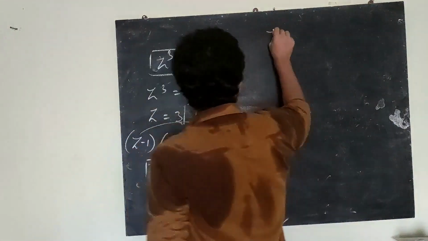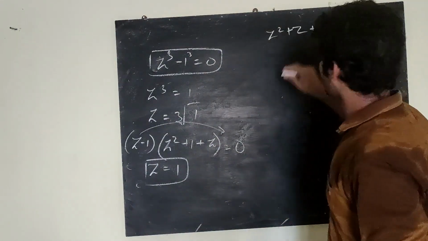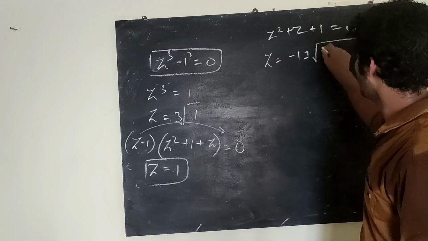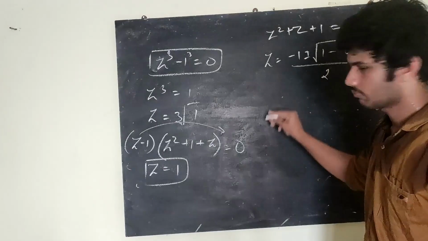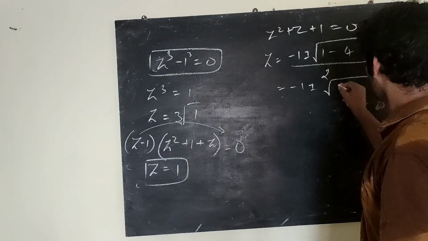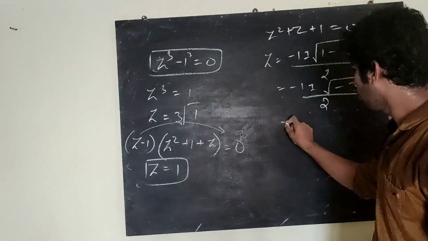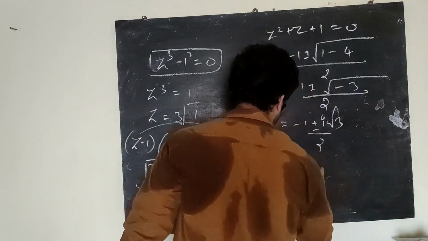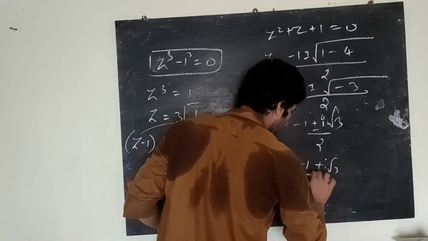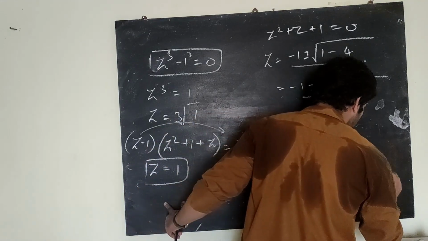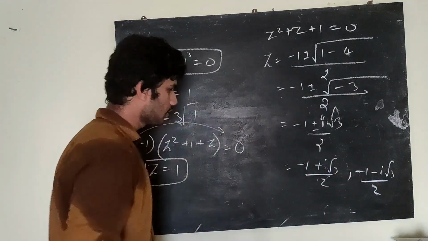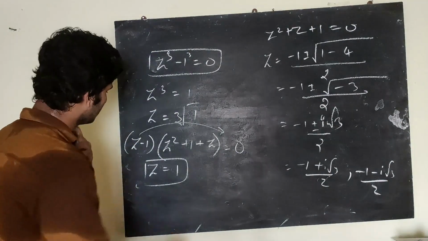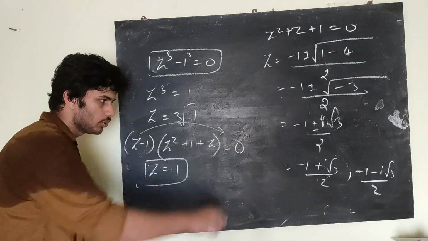Z square plus z plus 1 is equal to 0. By the quadratic formula, I can write that z is equal to minus 1 plus minus root of 1 minus 4, divided by 2. That is minus 1 plus minus root of minus 3 by 2, or minus 1 plus minus I root 3 by 2. So the roots are minus 1 plus I root 3 by 2, comma, minus 1 minus I root 3 by 2. So these are the two roots of the equation z square plus z plus 1 equal to 0, and z minus 1 equal to 0 gives z is equal to 1. So three roots you have.